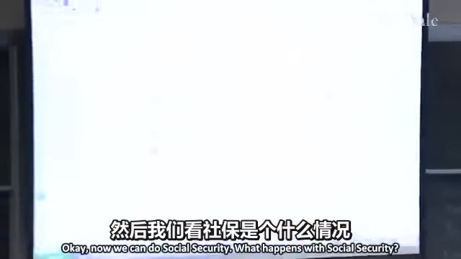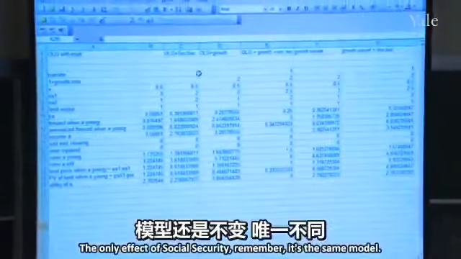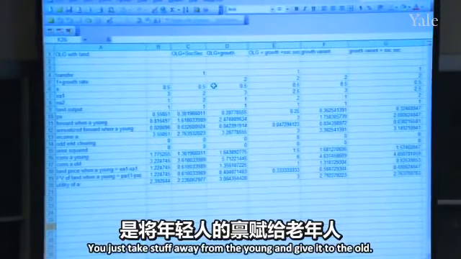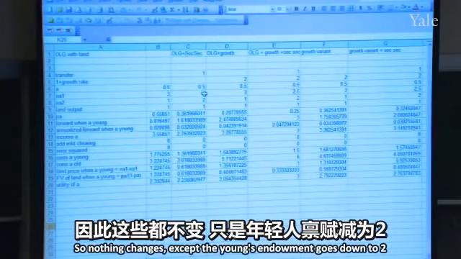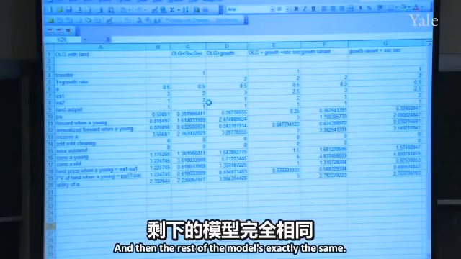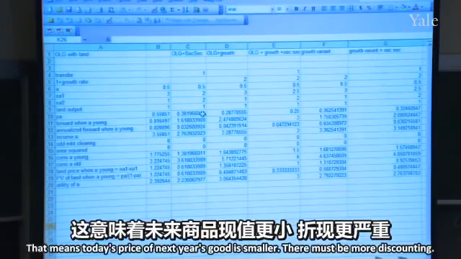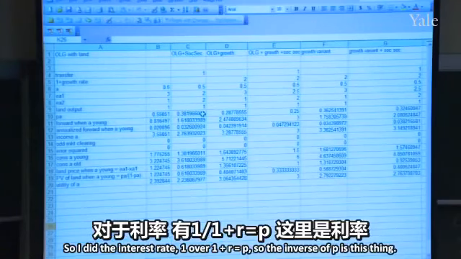Okay. Now we can do Social Security. What happens with Social Security? The only effect of Social Security, remember, is the same model. You just take stuff away from the young and give it to the old. So nothing changes except the young's endowment goes down to 2 and the old's endowment goes up to 2. And then the rest of the model is exactly the same. And so, of course, it's going to give you a different price. PA is different. So PA is smaller. That means today's price of next year's good is smaller. That must be more discounting. So I did the interest rate, 1 over 1 plus R equals P. So the inverse of P is this thing.